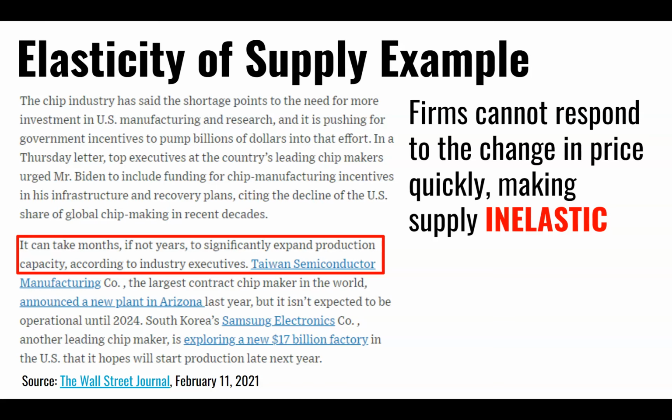Their elasticity of supply was inelastic because it takes months or years to expand production capacity. It takes a long time to build a plant, to get it zoned and permitted and built and staffed and up and running. It takes them years. By the time it takes them to get started, the price of semiconductors may have already come down. So in this industry, firms tend to be relatively inelastic when it comes to the elasticity of supply.